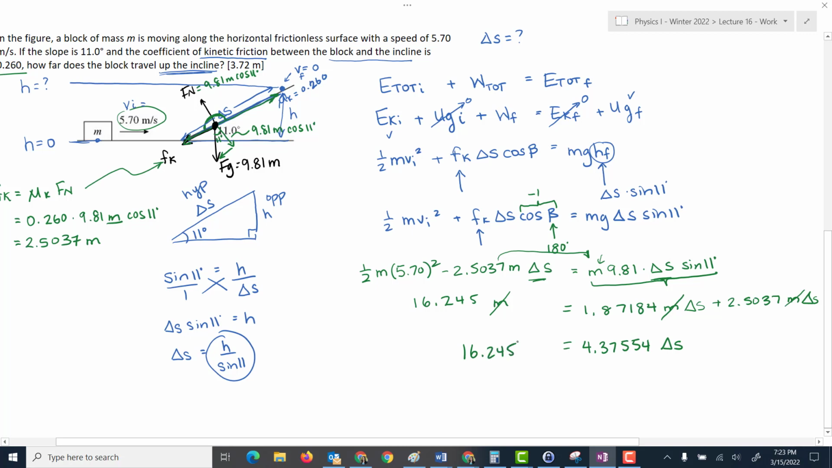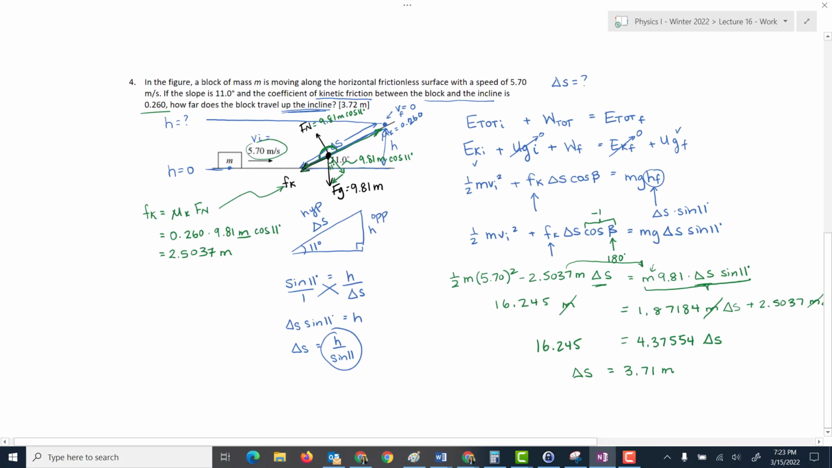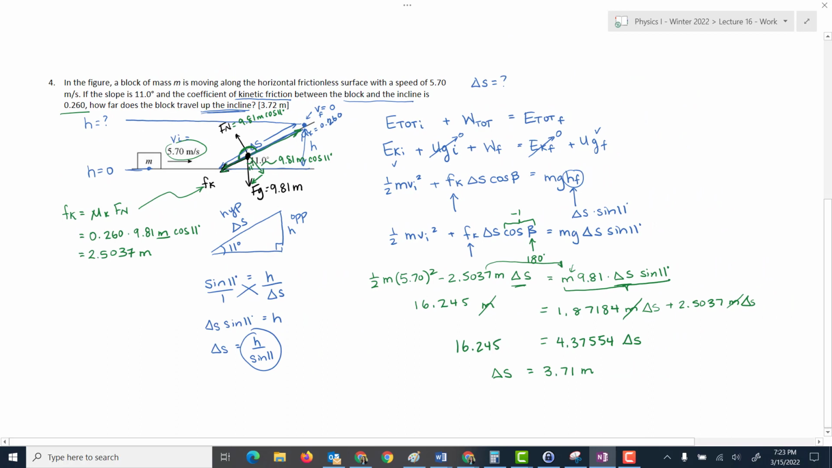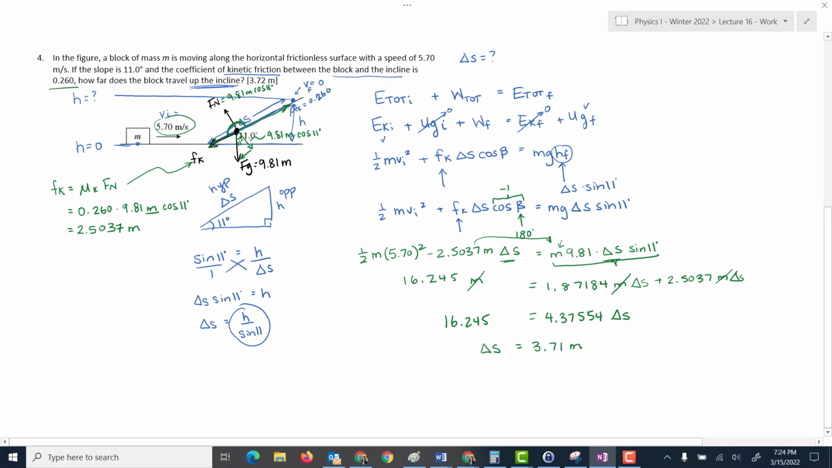16.245. Now I can divide both sides by 4.37554, and I get delta S is equal to 16.245 divided by 4.37554, and I get 3.71, or 72, sorry, 71 actually, and then that's meters. So I solve for my delta S here. Okay, so the question's getting trickier and trickier. Okay, so that's question 4. Let's move on to question 5.